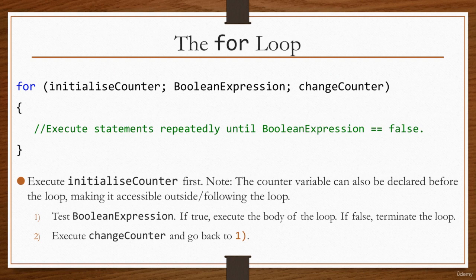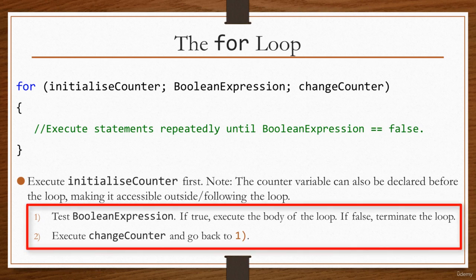So what does the execution of the for loop look like? Well, firstly we execute the initialize counter statement, and you'll only do this once. A note here is that the counter variable can also be declared before the loop, and this will make it accessible outside or following the loop.